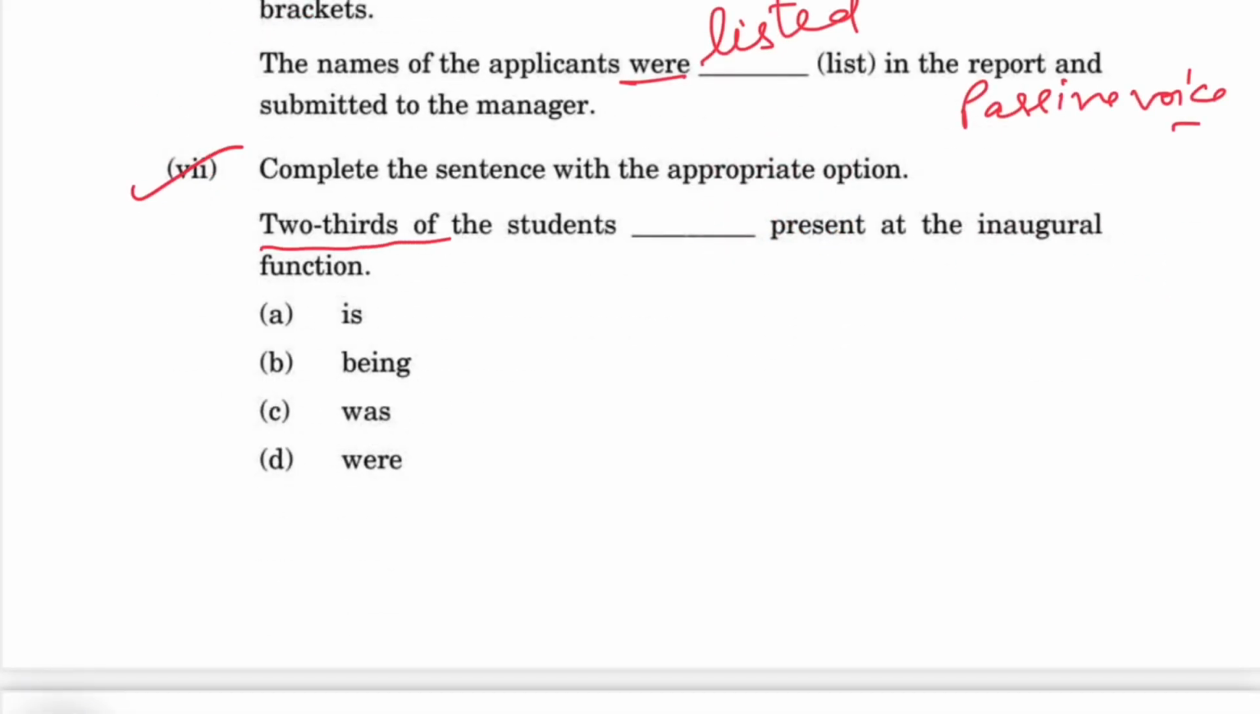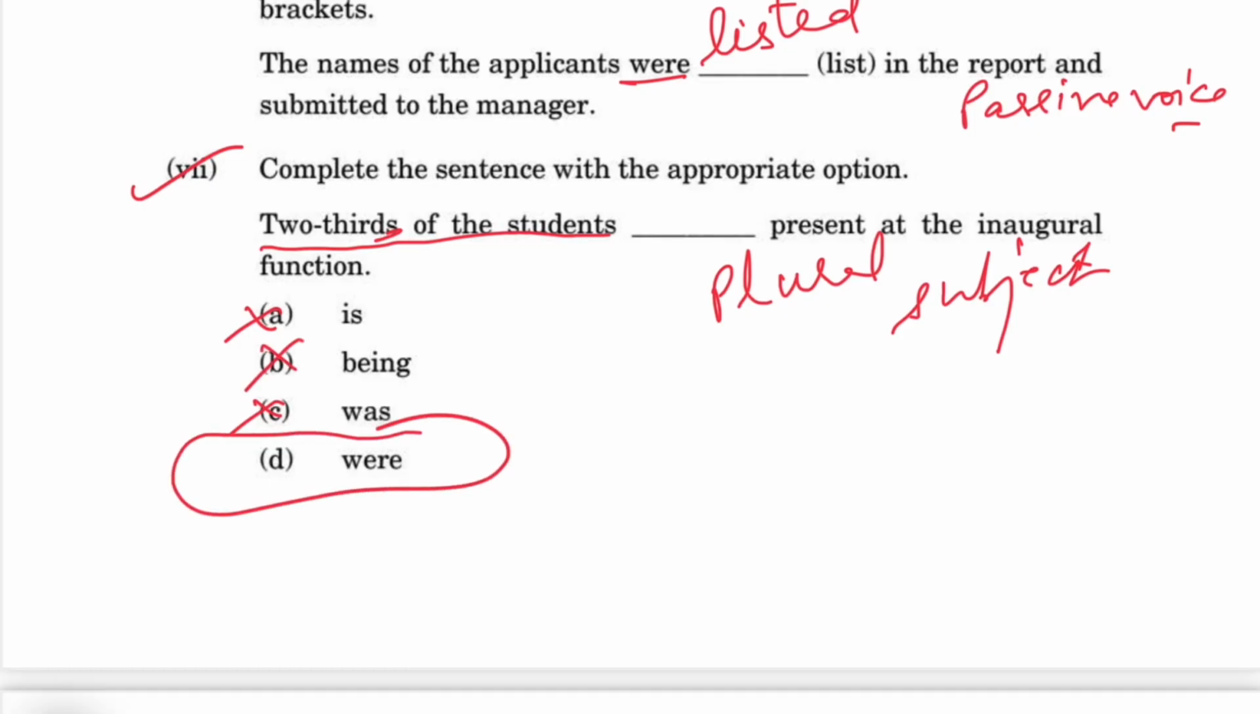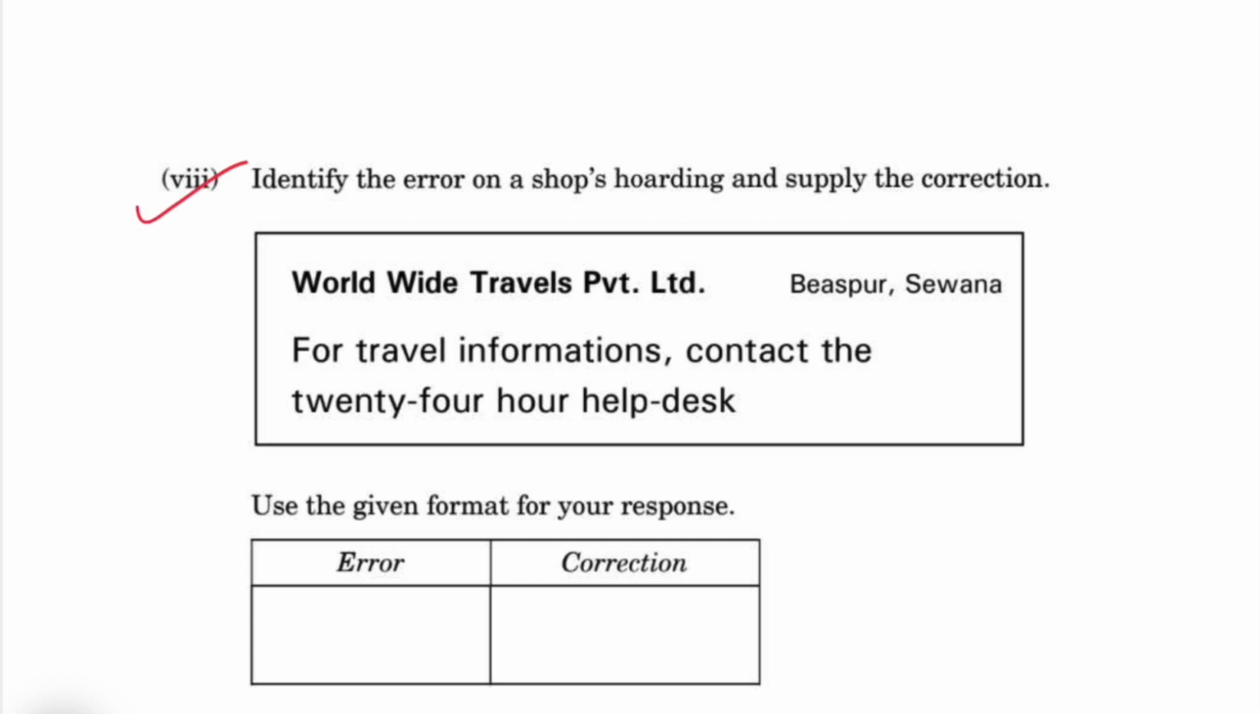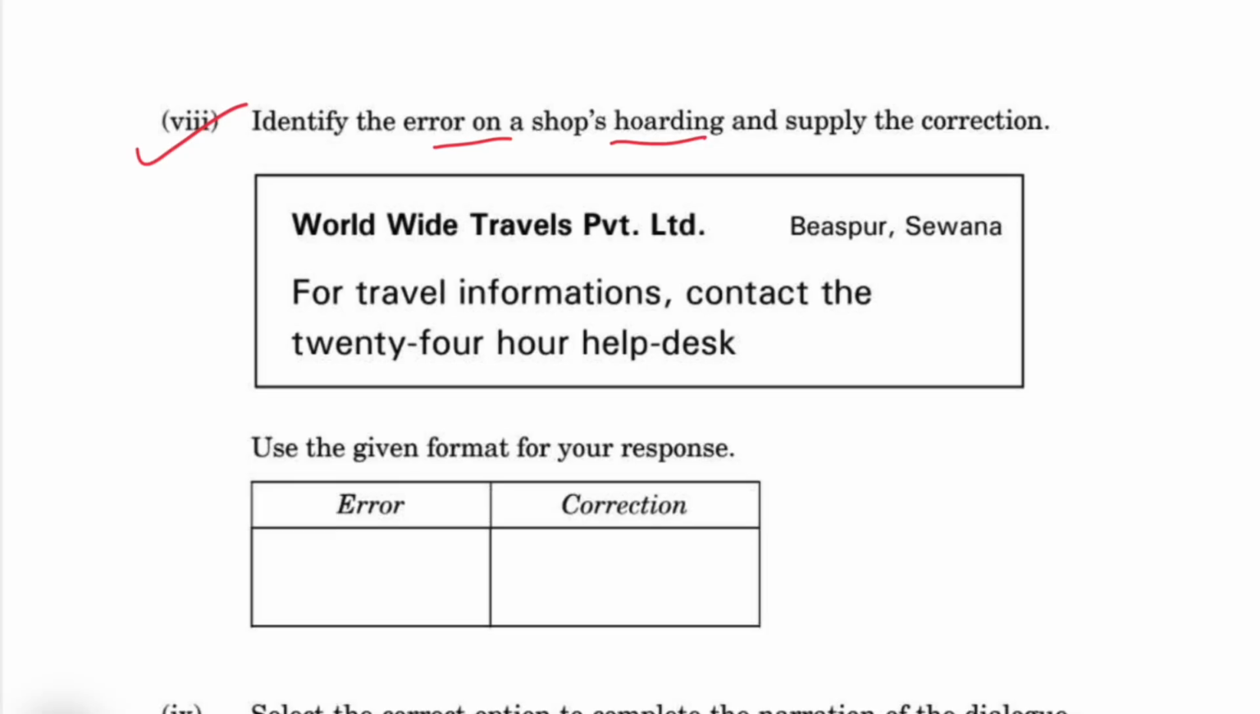Next question: complete the sentence. Two-thirds of the students. This is referring to a plural subject. So "is" is singular, "was" is also singular, and "being" is not correct. The only correct option is D, were. Two-thirds of the students were present at the inaugural function. Next one: identify the error on a shop's hoarding. This is the shop's hoarding: for travel informations, contact the 24-hour help desk. So it should be: for travel information.